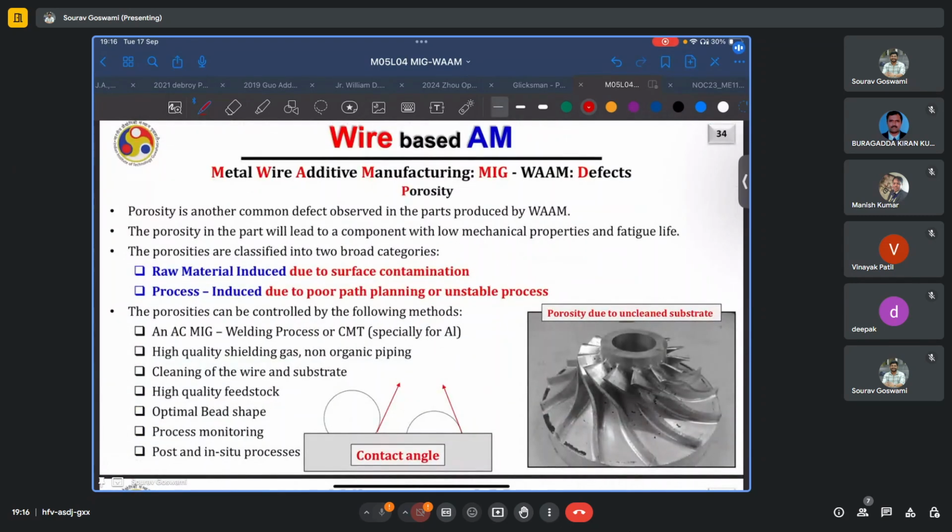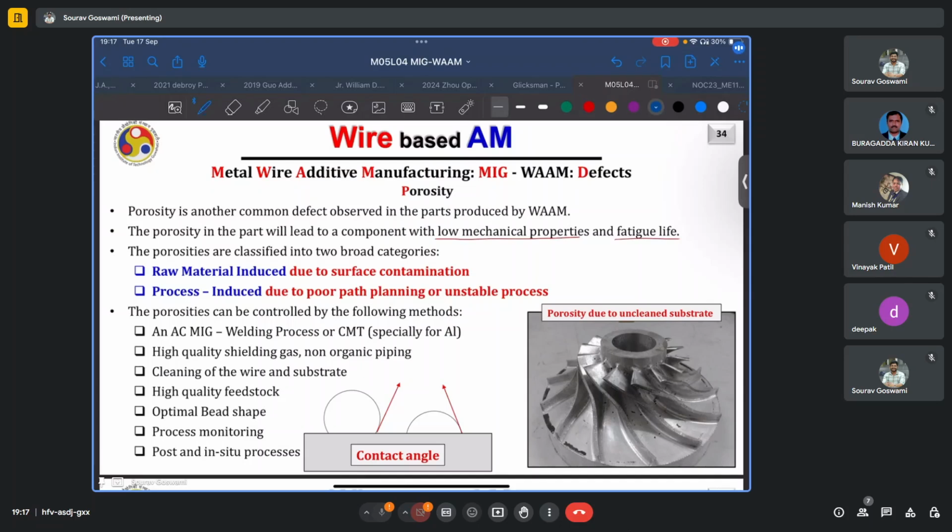Another common defect which is associated with WAAM, or most AM processes in general, is porosity. We never really end up with parts that are 100% dense. Processors and manufacturers will claim some 99.9% density, but that is again highly subjective. Often it is shown just for simple geometries such as a cube or very small parts. Typically, we do end up with porosities, even if they might be at the microscopic scale, but they are never fully absent. Porosity in a part often leads to components with low mechanical properties and poor fatigue lives.